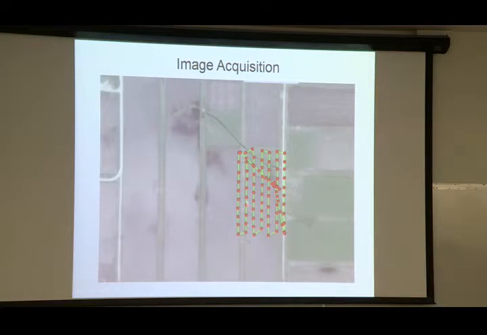And then you get to the end and you wrap back and forth, and you need lots of overlap between your images, side to side and front to back. Okay, so it's taking a whole series of these images. The software for doing this is really incredible.